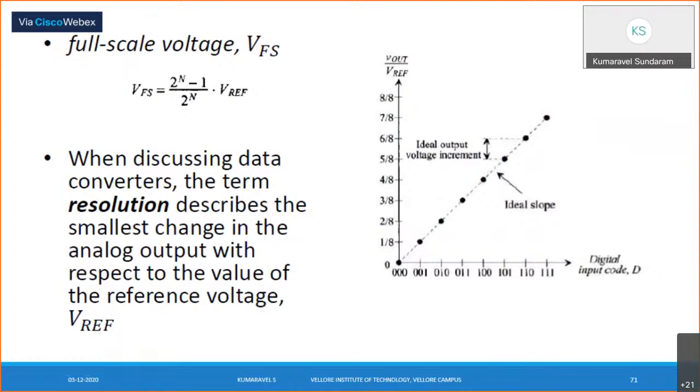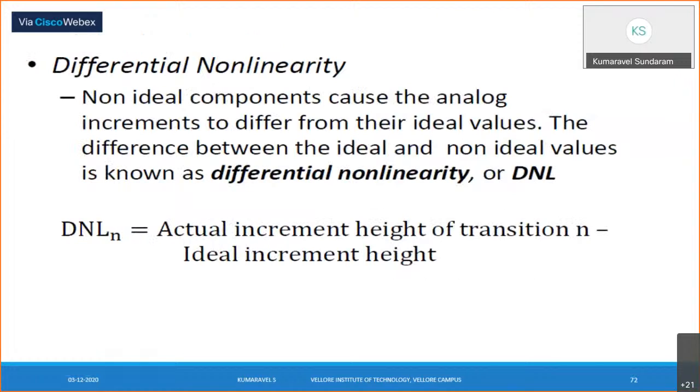We know that analog components are non-ideal, which will introduce some errors in the DAC. So to characterize it, we need to identify what DNL is. Non-ideal components cause the analog increments to differ from the ideal values. The difference between the ideal and the non-ideal values is known as differential non-linearity: the actual increment height of a transition to a particular word compared to the ideal increment height.